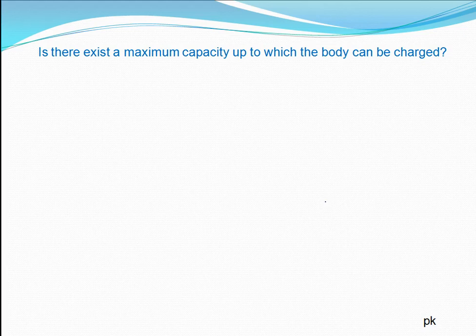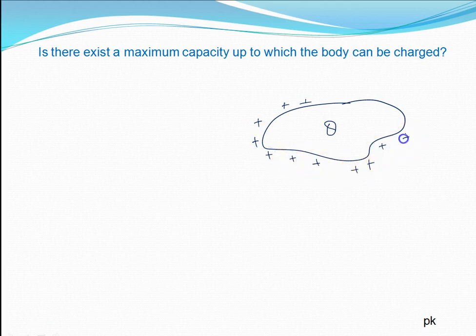Now the first question is: does there exist a maximum capacity up to which a body can be charged? Listen, suppose this is a random-shaped body of irregular form. You give some charge to the body. We all know charge will distribute in such a way that sigma is proportional to 1 by r, which we have discussed. It means if there is a sharp zone, the charge density is more.